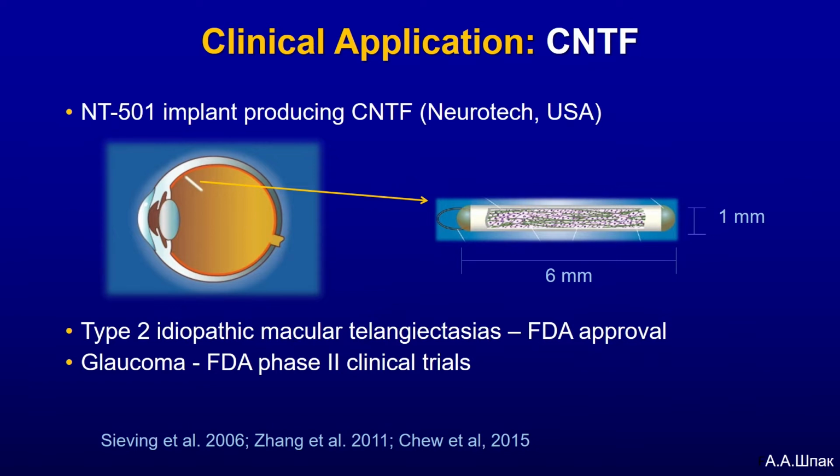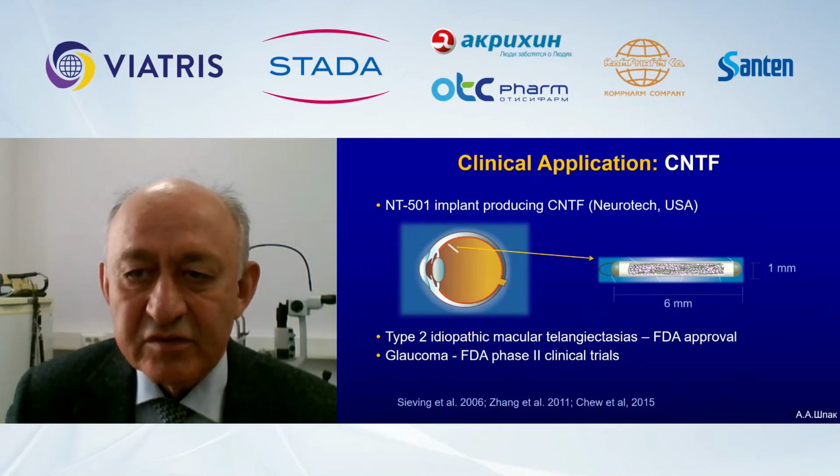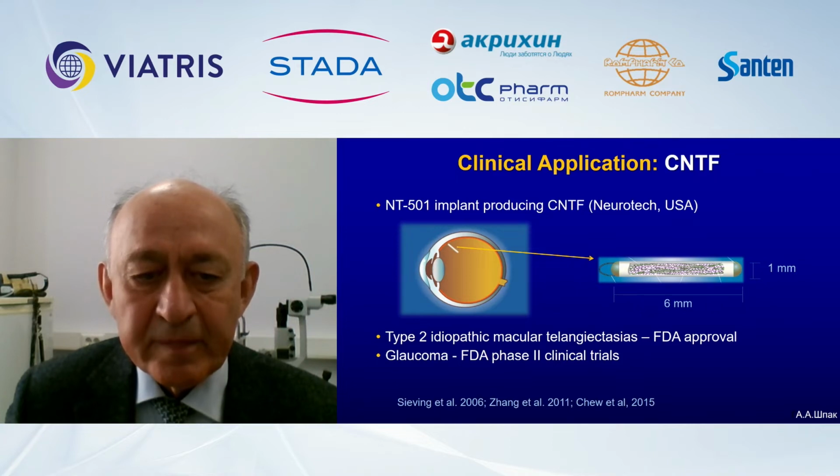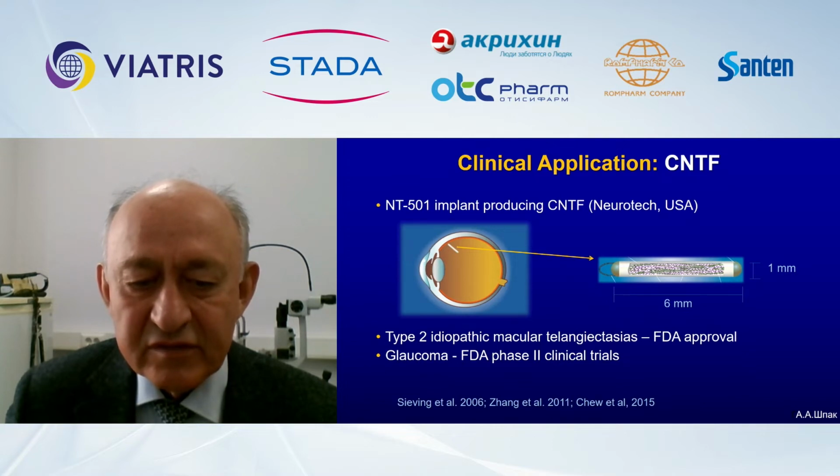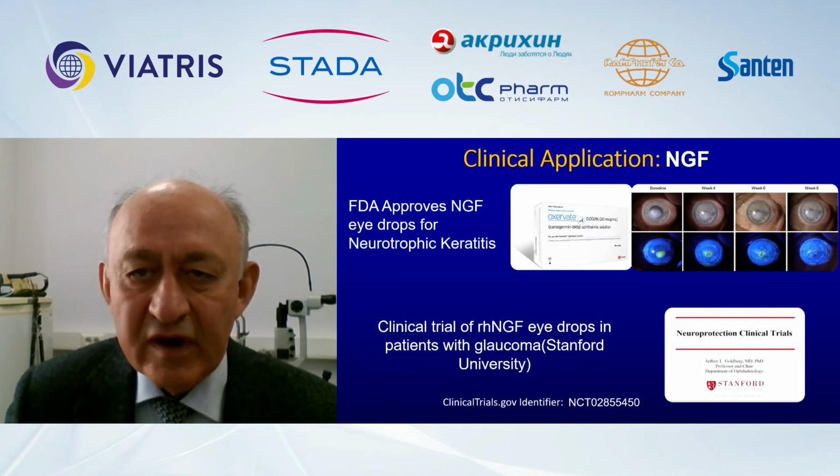Besides, neurotrophic factors are actively used in the clinical application. First of all, CNTF. This is the implant producing CNTF by Neurotech, United States, that contains genetically modified cells that could produce CNTF for quite a long time. So the implant is placed in the vitreous body, and the drug is already approved by FDA after phase 2 clinical trials. It is allowed in macular telangiectasia type 2, and in glaucoma there are active clinical trials on the possible use of it.